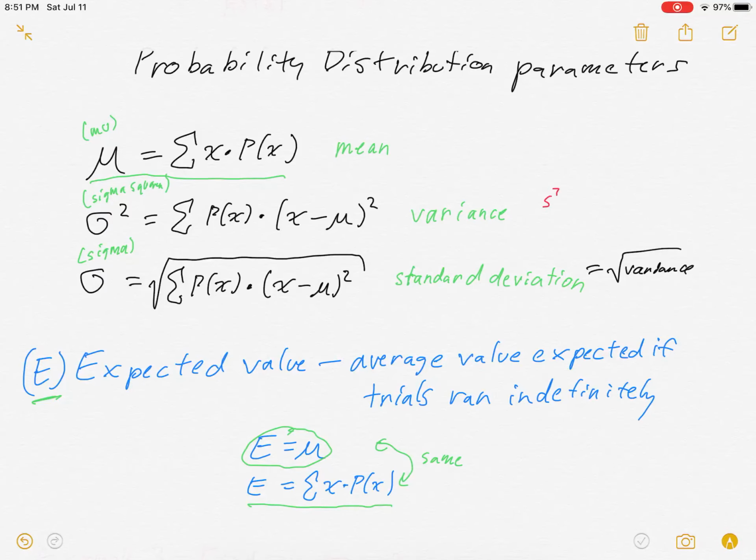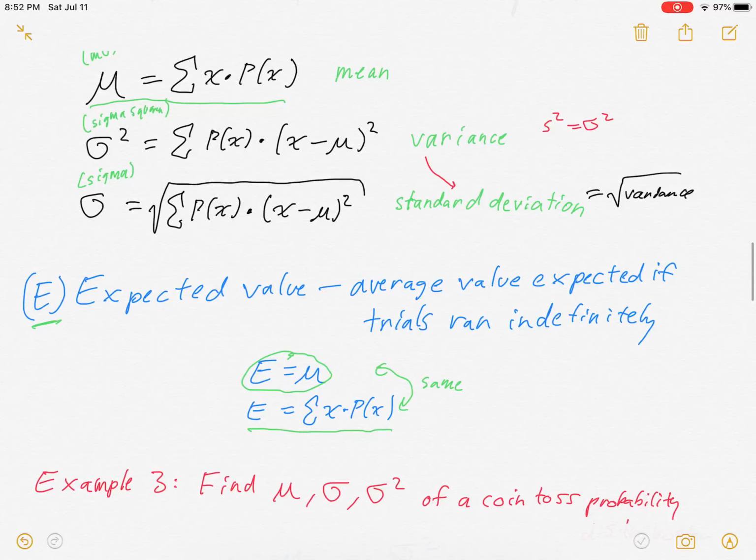You can actually think of this as s squared. It's the same thing, just for a population, basically. And underneath that you have sigma, which equals the square root of the summation of probabilities times (x minus mu) squared. This is the square root version of variance, because variance is the square of the standard deviation. So to get the standard deviation from a variance, you have to take the square root.